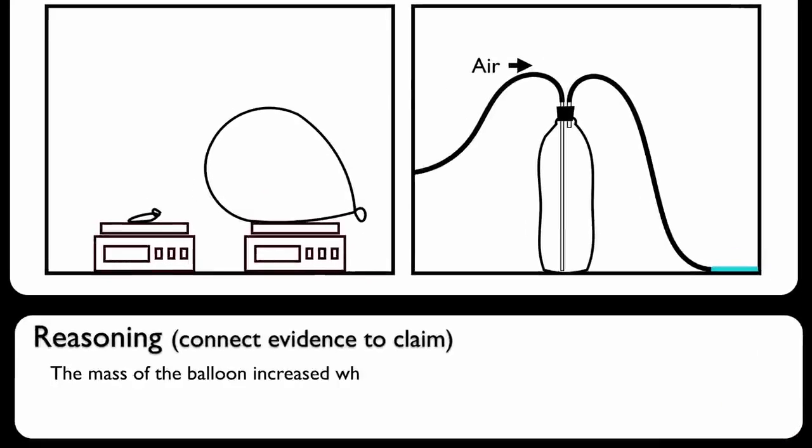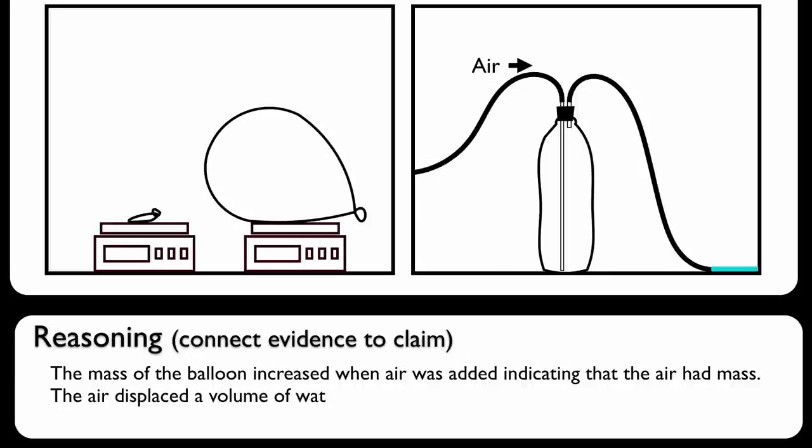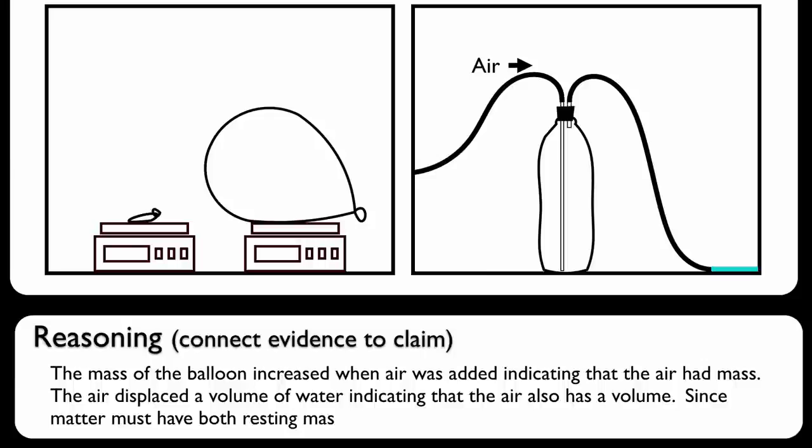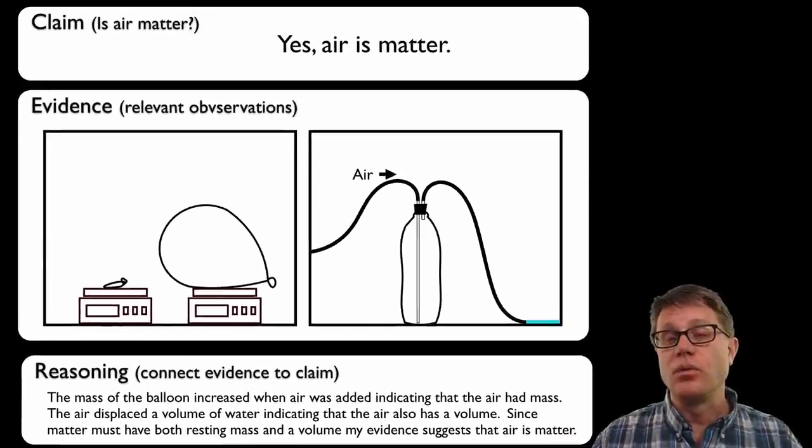The mass of the balloon increased when air was added, indicating that the air had mass. The air displaced a volume of water, indicating that the air also has a volume. Since matter must have both mass and volume, my evidence suggests that air is matter. That reasoning part is what we hope our students will start to write, and they never do.